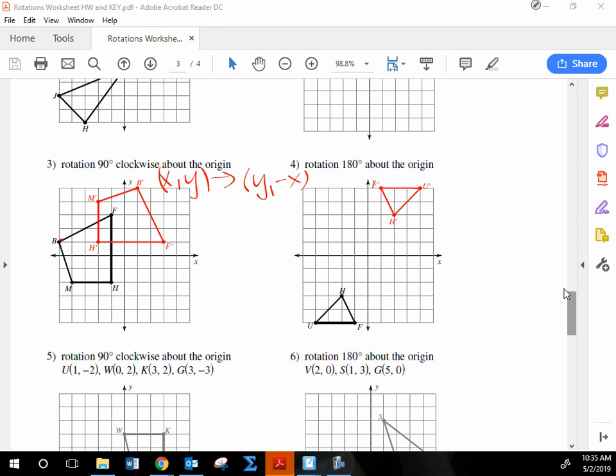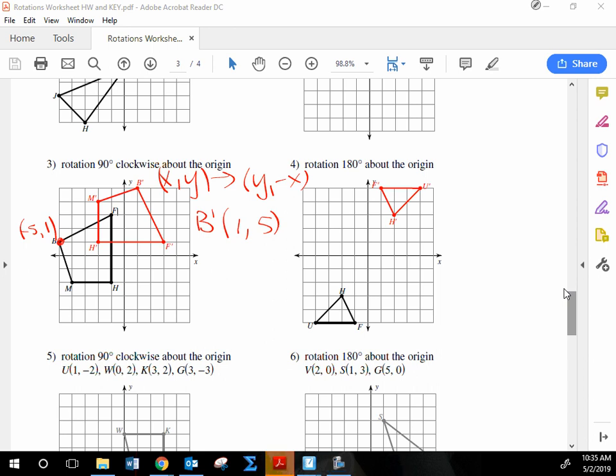Alright, so I'm going to write my new points. B, we have as the point (5, -5). So I'm going to take this. Who am I looking for? So my B prime, I want Y. My Y was 1. I want opposite of X. Opposite of X would be 5. And then you just repeat that for each one.